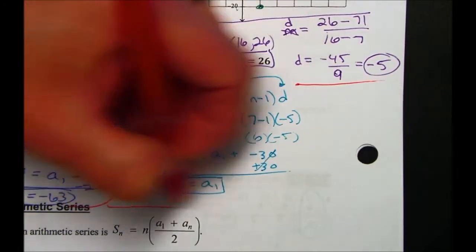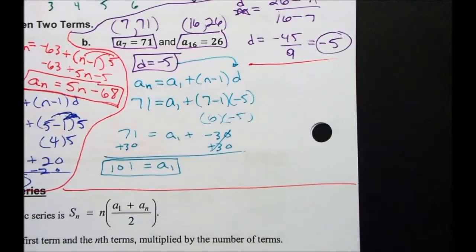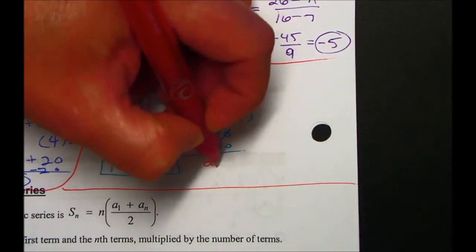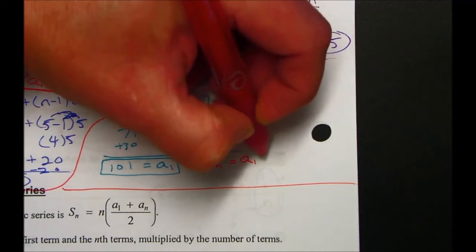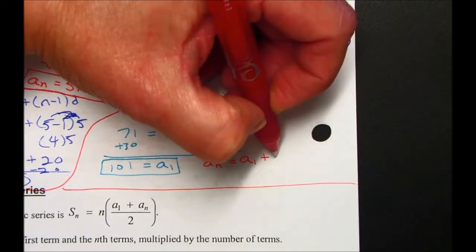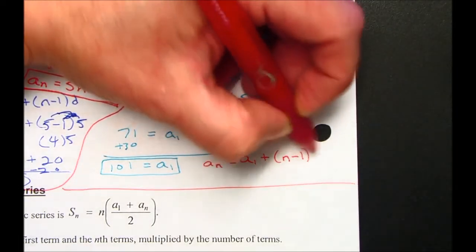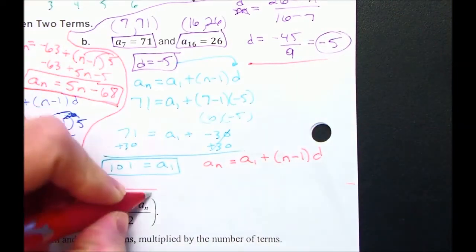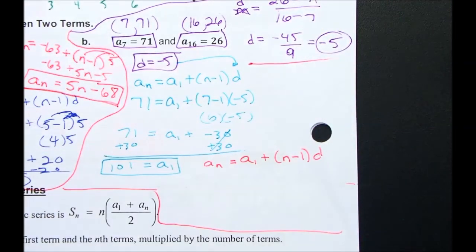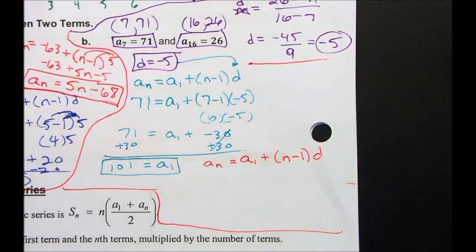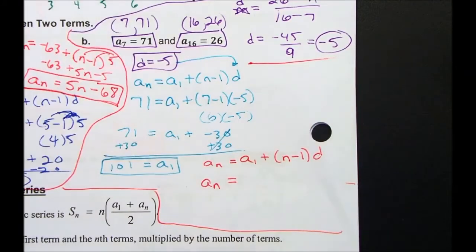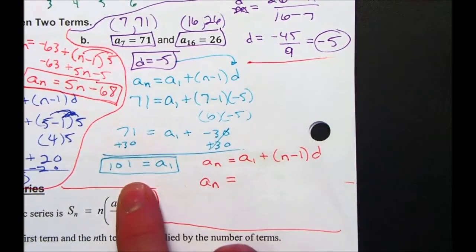So again, I'm running out of room. Sorry. Okay, so again, a sub n equals a sub 1 plus n minus 1 times d. And actually, I'm going to erase this here. I'm going to use some space down here to finish this problem. Okay, so let's plug in what we know. Well, we're writing a rule for a sub n, so the n now comes back into our equation. A sub 1 we found was 101.